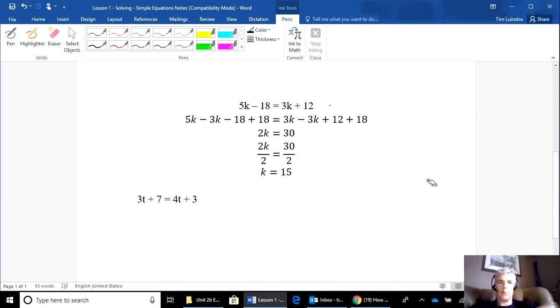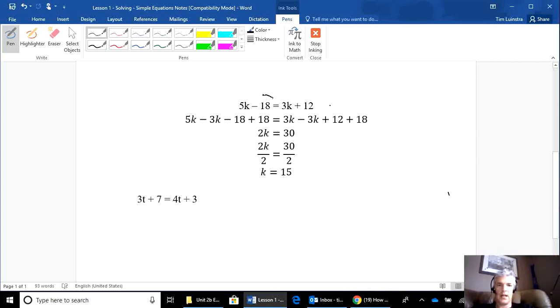This is a little more complex question. Once again, I'll get my pen up. The question reads 5k minus 18 equals 3k plus 12. In this case, I'm going to identify the things that are on the wrong side.